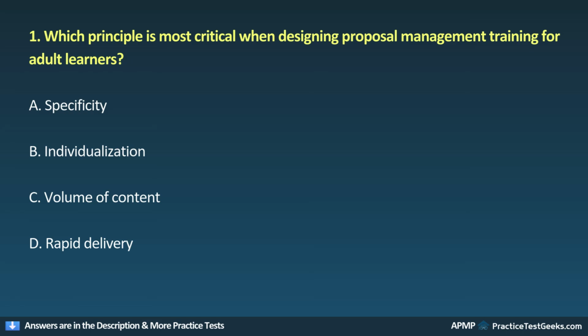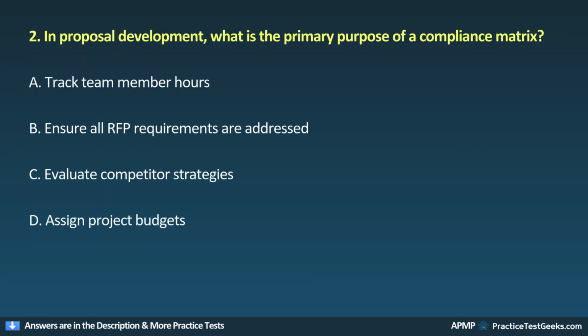1. Which principle is most critical when designing proposal management training for adult learners? A. Specificity. B. Individualization. C. Volume of content. D. Rapid delivery. 2. In proposal development, what is the primary purpose of a compliance matrix?